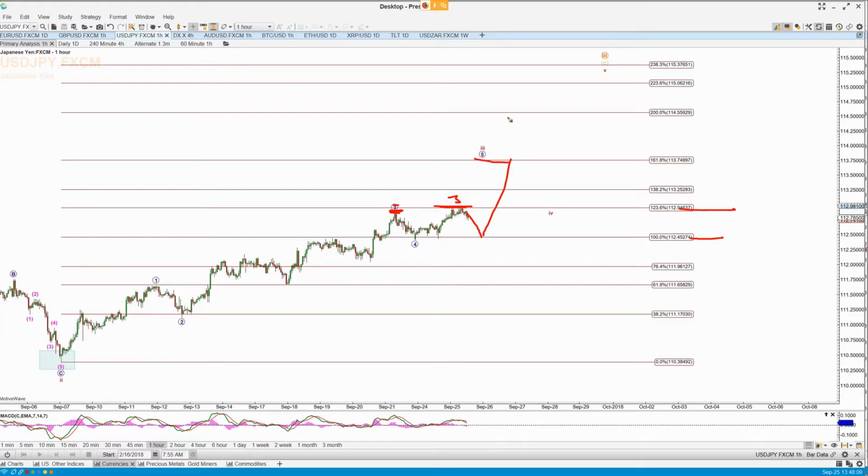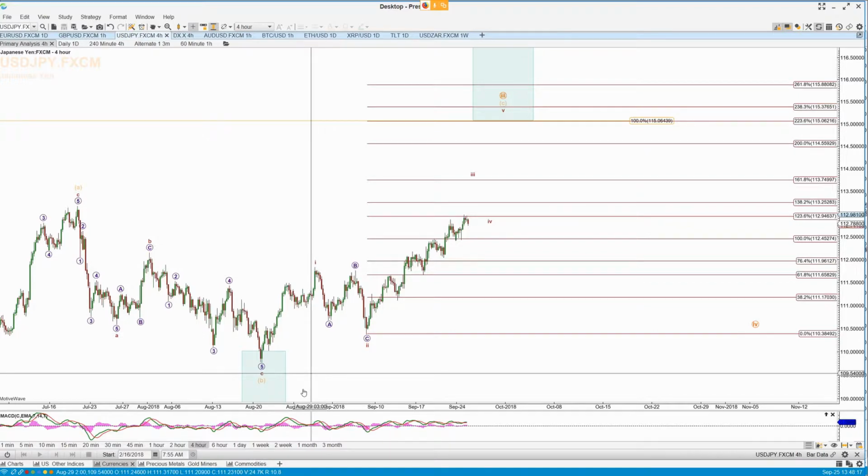But just staying long from the 110 area where we took the entry some weeks back now, looking for 113.74 or higher next in the US dollar, Japanese yen.